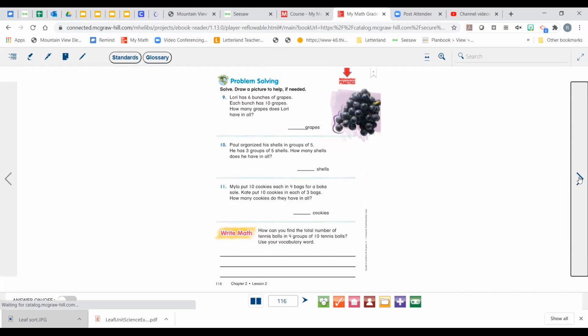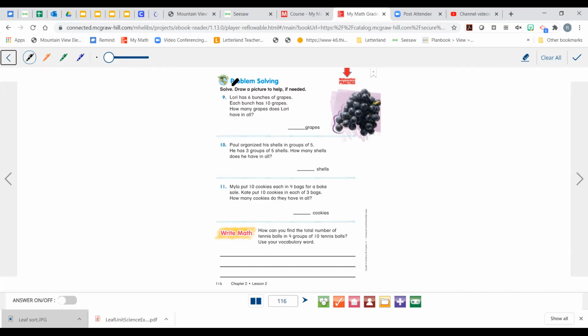Okay, and then we have page 116. Solve, draw a picture to help if needed. Okay, I would rather be able to understand what you're doing by you drawing a picture, but I'm going to tell you how you can do a shortcut in just a second. But I want you to remember, don't forget that you need to underline key information and circle what you need to find out in the word problems, okay?